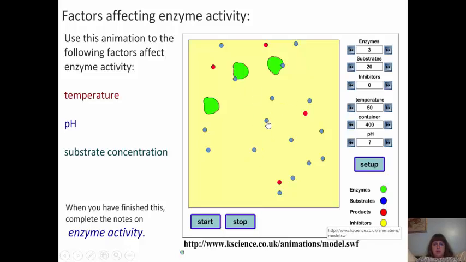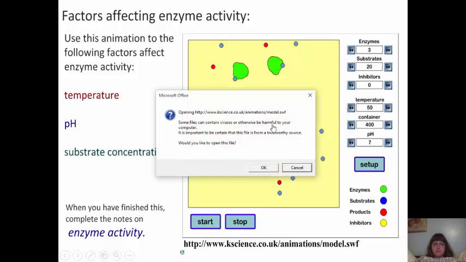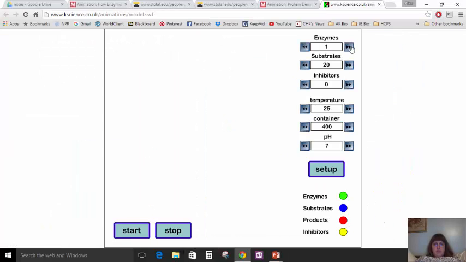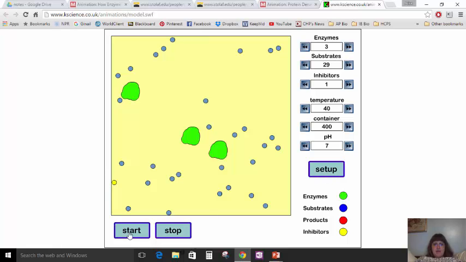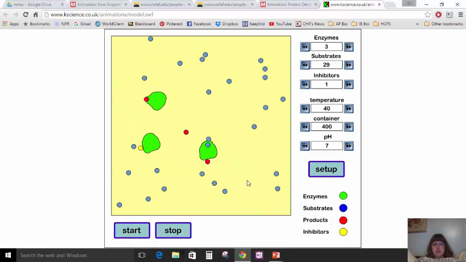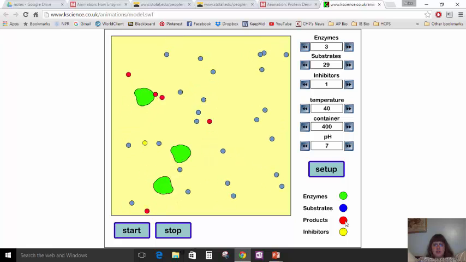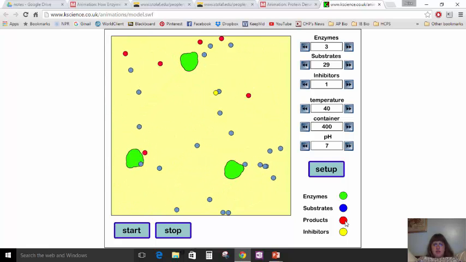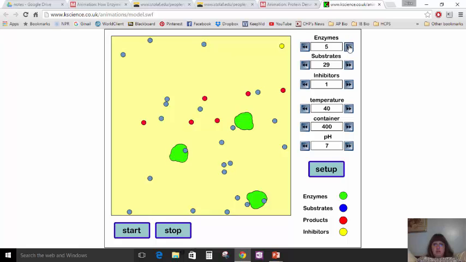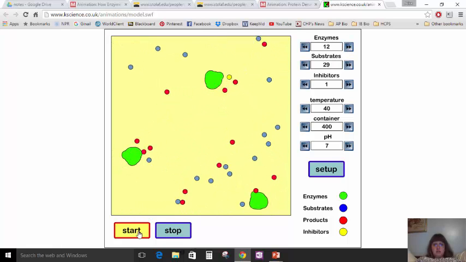This is a really great little site. Take you there real quick. You can play with the number of enzymes that are available, how many substrates you have, if you have any inhibitors, what your temperature will be. And then you just kind of start and you see what's happening, how many products you have. So you have red products. What would happen if you added more enzymes?